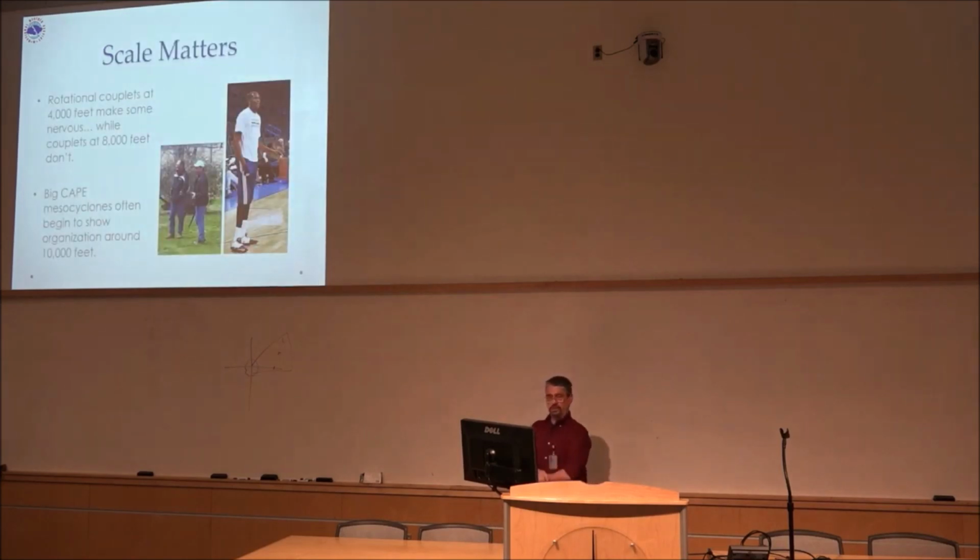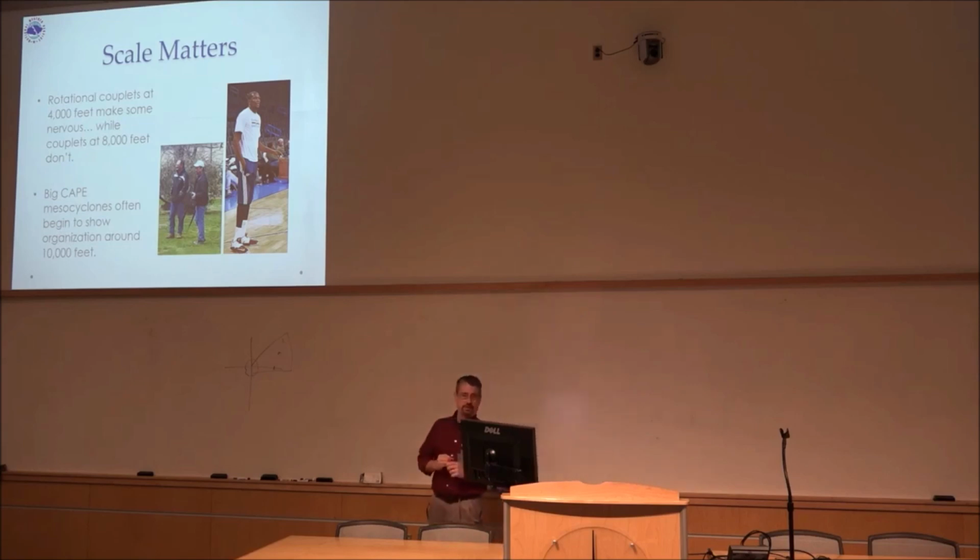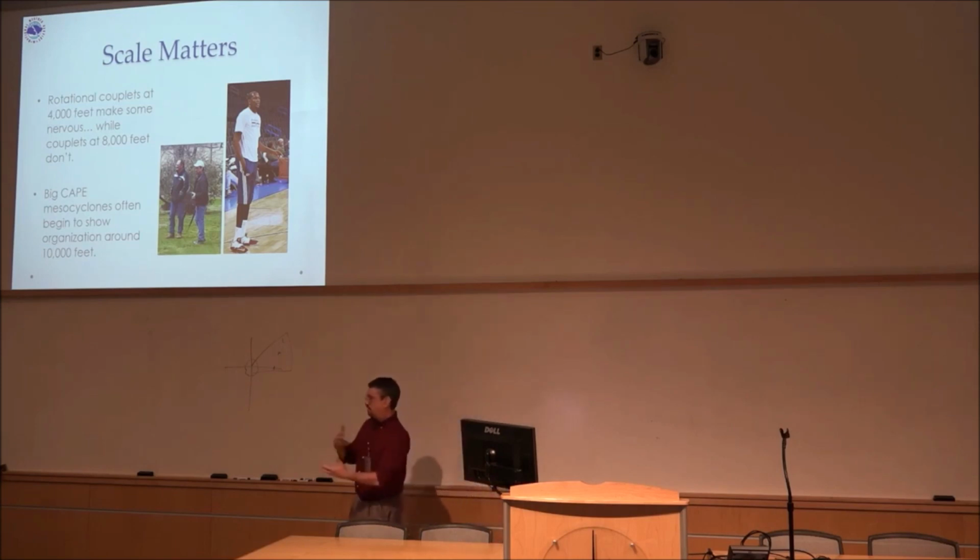The last couple things here. Scale matters. Just on the big CAPE days, the mesocyclones often begin to organize higher than you think. This time of year, 4,000 feet, maybe you're looking at stuff, and stuff higher than that, you're like, it's too high, whatever. But as we get into the bigger CAPE days, the latter part of spring, sometimes those mesocyclones don't really begin to show themselves until they're higher up. And sometimes that's easy to dismiss and say, I've got increasing mesocyclone organization at 10,000 feet.